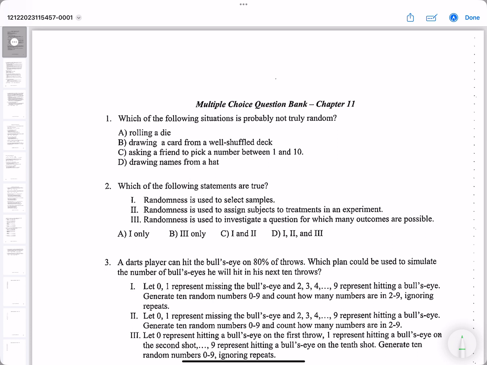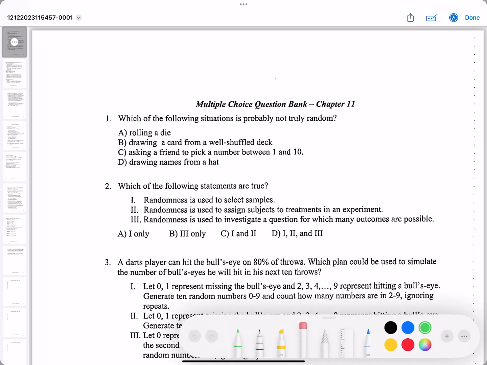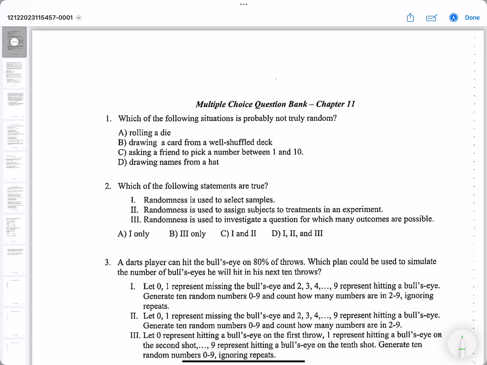Which of the following situations is probably not truly random? Rolling a die is random if you shake it up and roll it like normal and don't try to make it a trick. Drawing a card from a well-shuffled deck should be random because there's no bias in there. This is the only one that should not be random, because if you ask a friend to pick a number between 1 and 10, they may have a bias about one particular number. They may want to pick a number in the middle because they don't want to go low or high. They may want to go all kinds of different ways. So that would be the one that's not truly random.